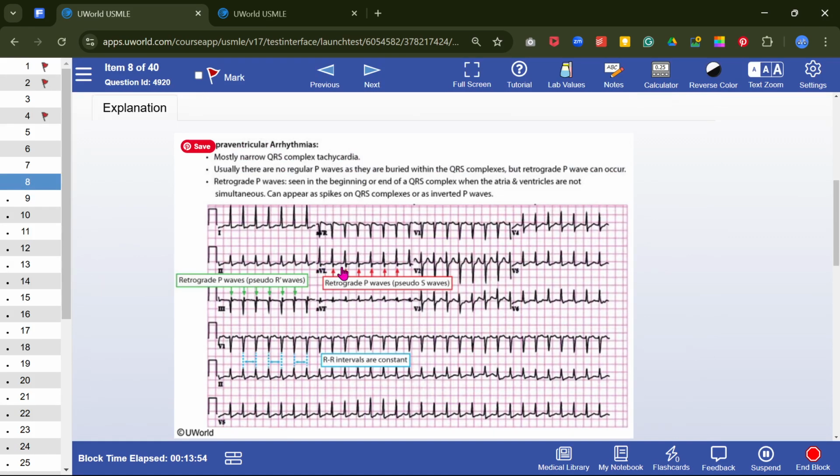So you understand the ECG, isn't it? Here, look at the P. There is a retrograde P wave, which looks like a pseudo R wave. If you try to find the P, you will fall into the trap of the P. That's why I haven't talked about the P.